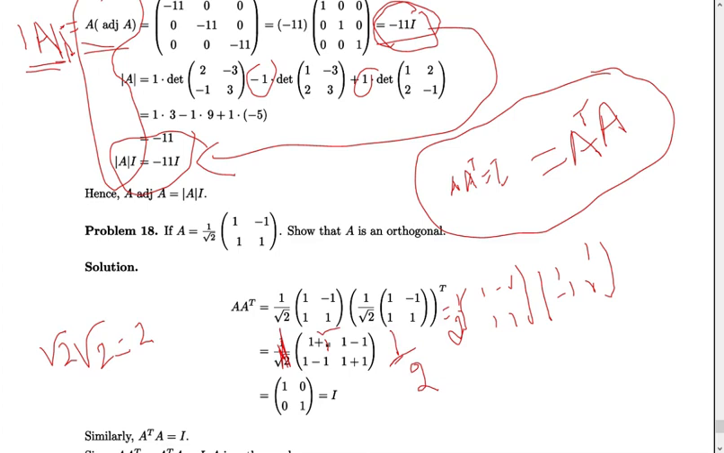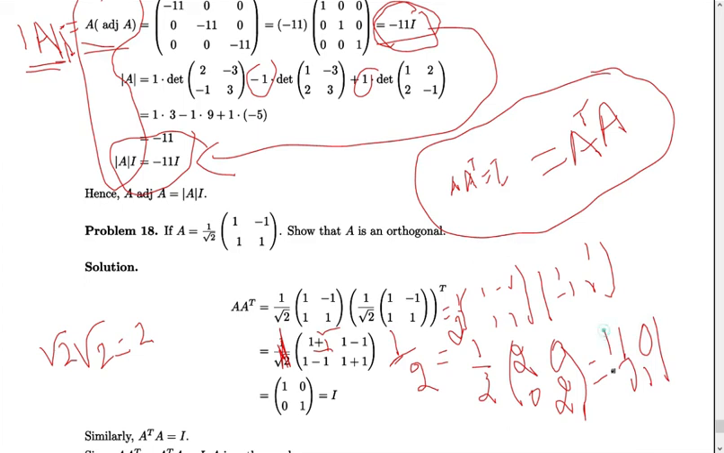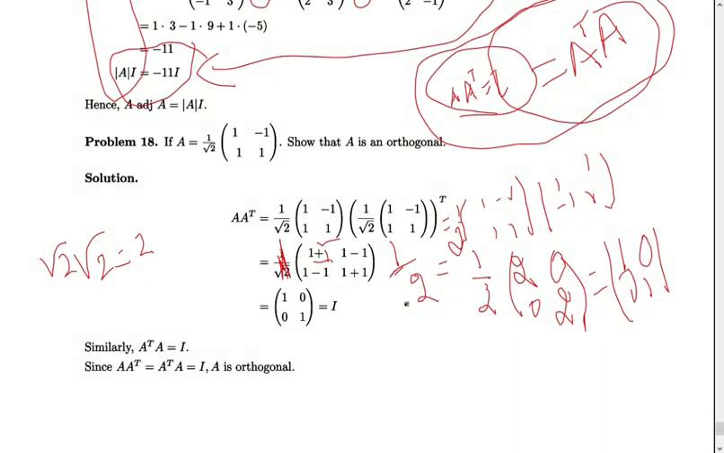So the first entry becomes 2, this entry is 0. This is equal to 1 by 2 into 2 0, this also 0, it becomes 2. Therefore taking 2 as common, 2 by 2 gets cancelled, so it's equal to 1 0 0 1. It's the result, nothing but the identity matrix. It satisfies this condition, A into A transpose equal to I. Similarly it also satisfies A transpose into A is equal to I. Therefore the given matrix is orthogonal.